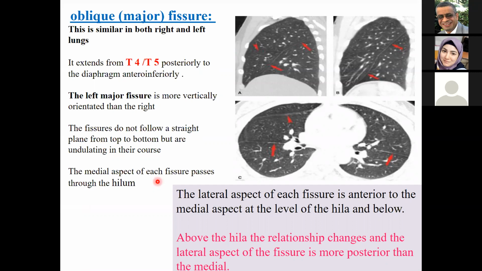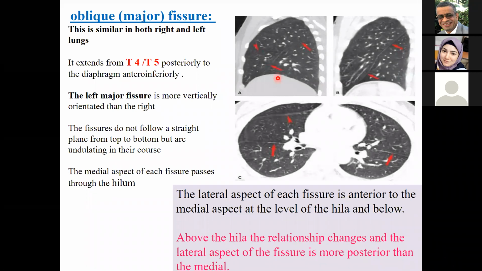The medial aspect of each fissure passes through the hilum, while the lateral aspect of each fissure is anterior to the medial aspect at the level of the hilum and below. Above the hilum, the relationship changes, and the lateral aspect of the fissure is more posterior than the medial.